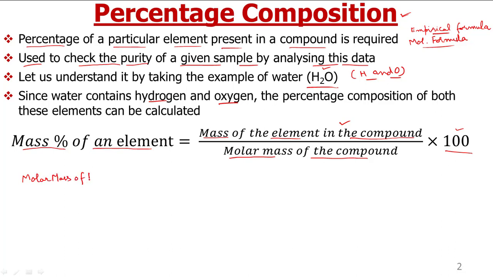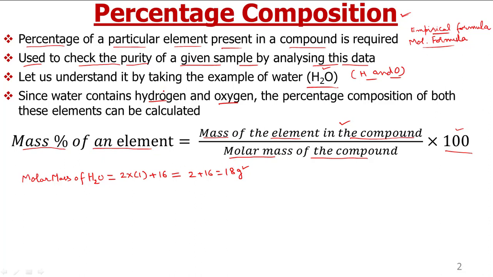So the molar mass of water is equal to the molar mass of hydrogen, which is 1, and we have two atoms of hydrogen, so 2 multiplied by 1, plus the molar mass of oxygen, if we take it as 16. So 2 plus 16 is equal to 18 gram, and the unit of molar mass is gram. So the molar mass of water is 18 gram. We have already discussed in our previous lecture how to calculate these masses.